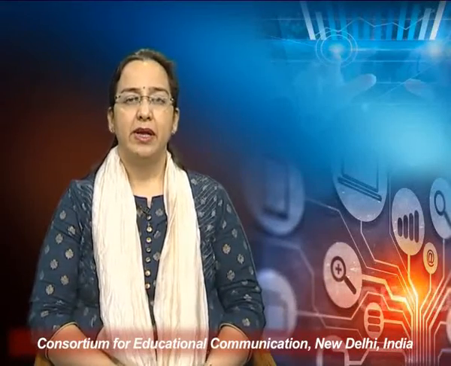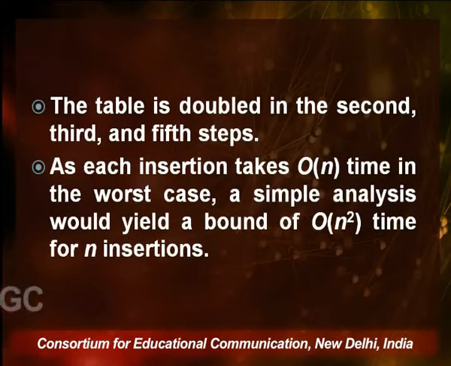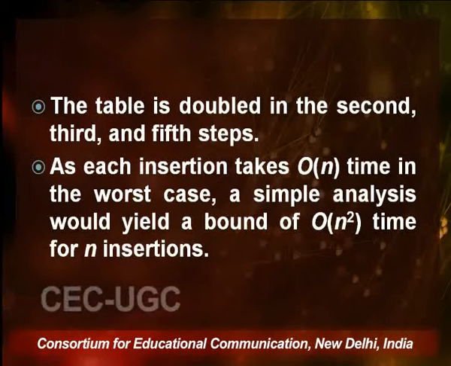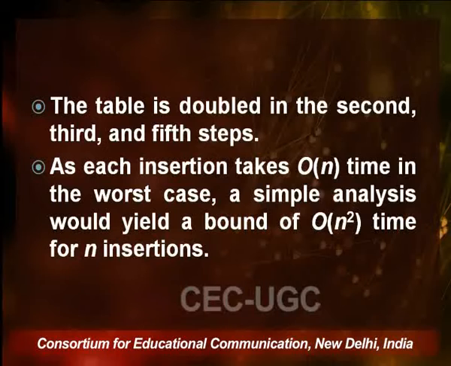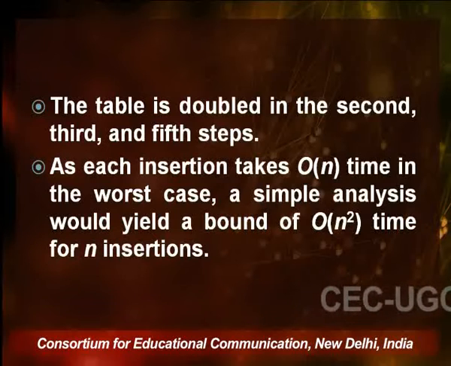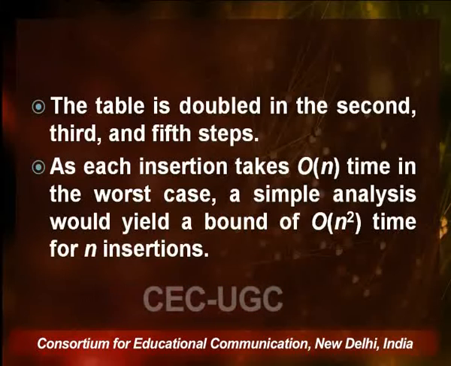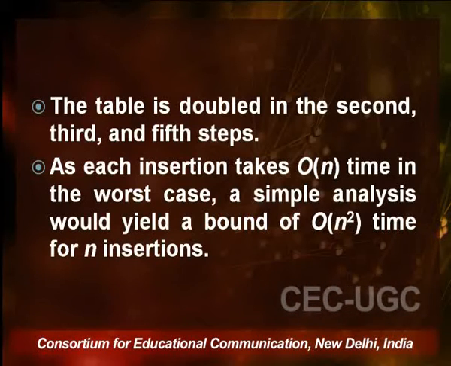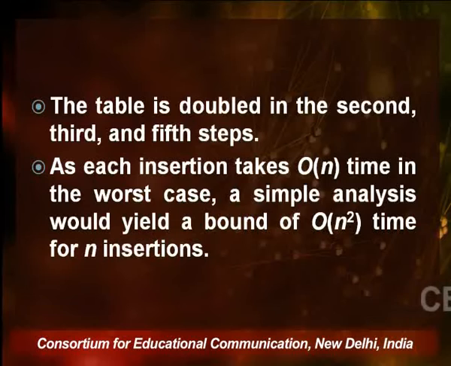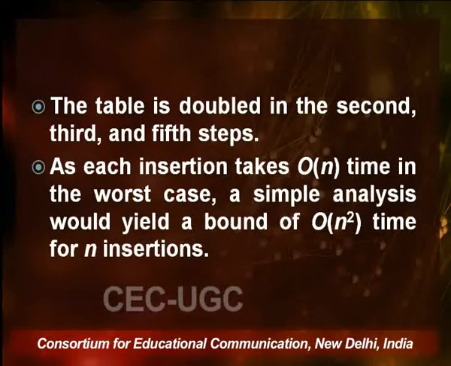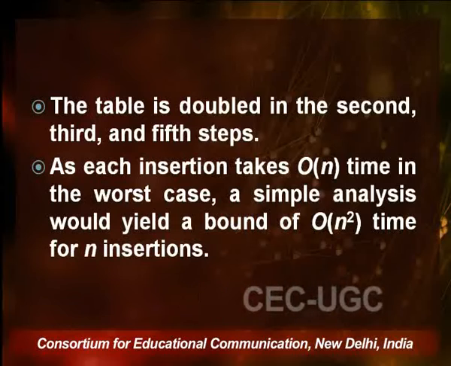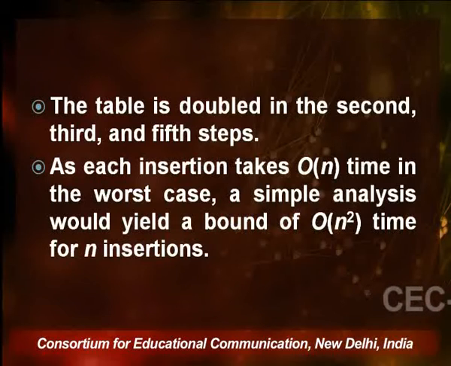So, this table is getting doubled in the second, third and fifth step, and each normal insertion is taking order n time, which is a worst case operation, and the simple analysis is going to yield a bound of order n square time for n insertions. So, one insertion is taking order n time, that is the worst case analysis, and obviously, if we are talking about n insertions, then this is going to give me a bound of order n square time.